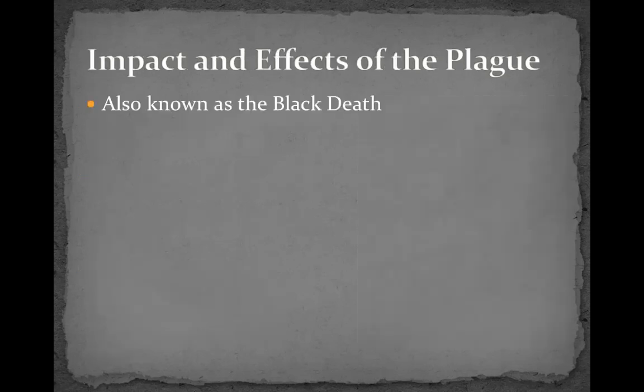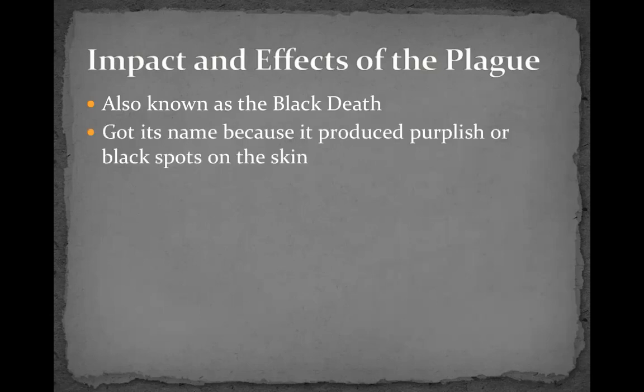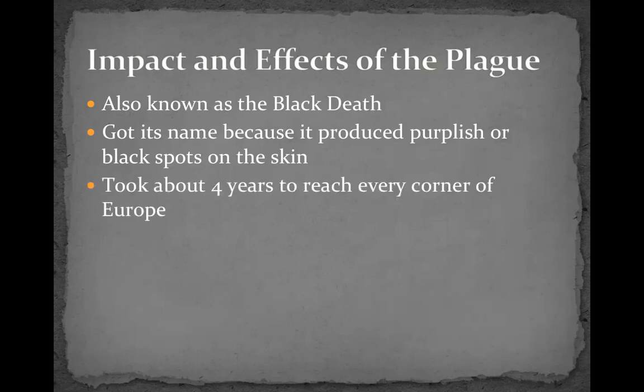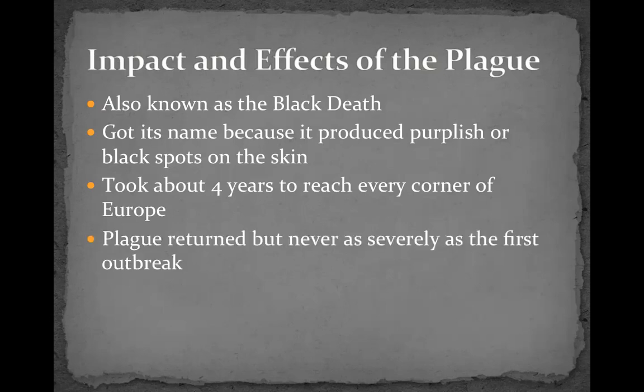The plague is also known as the Black Death, which is another name that you may have heard it by. It got its name because it turned out purplish or black spots, kind of like a bruise, all along a person's skin. It took about 4 years, but within 4 years, it had reached almost every corner of Europe. So it really was far and widespread.